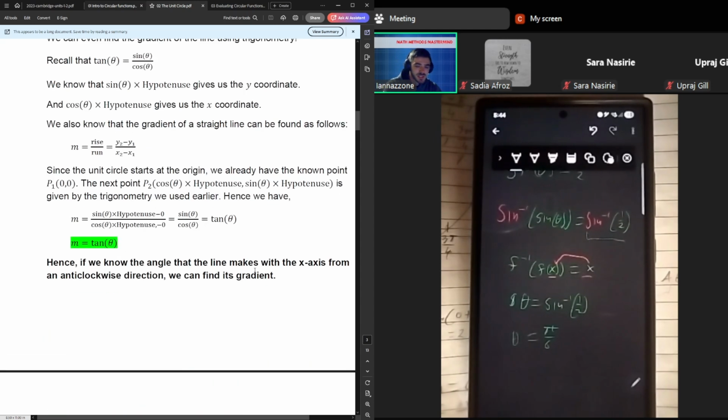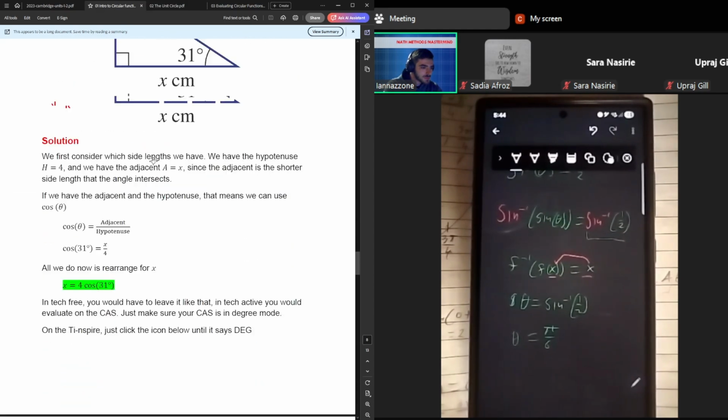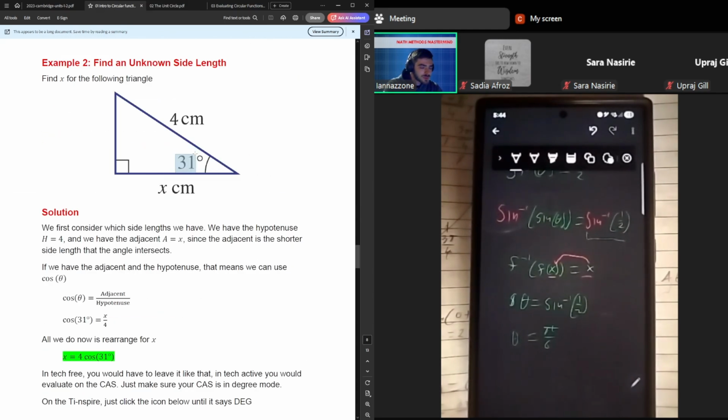So basically, if you know the angle that your line makes, so there was a 31 degrees or something like that in the previous one, if you know that your line makes an angle of 31 degrees, then tan of 31 gives you that gradient. A little bit nuanced. This picture is a bit off for that. You'd have to have the 31 degrees on this side instead, but we'll see in a bit more detail the semantics around that.